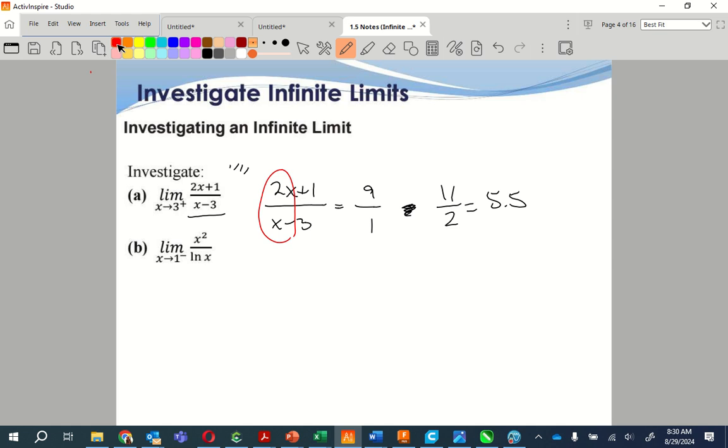Does that make sense? Okay, good. So a little bit of algebra to go back with that too. So if you forgot about those things, make sure you put those in somewhere.